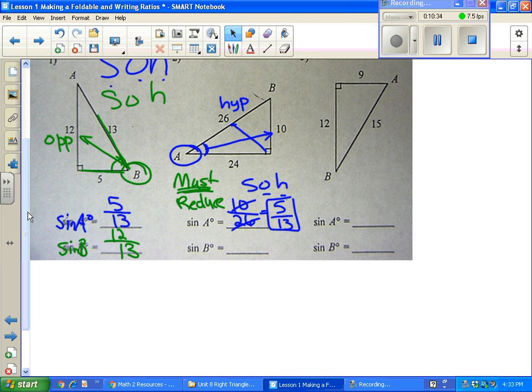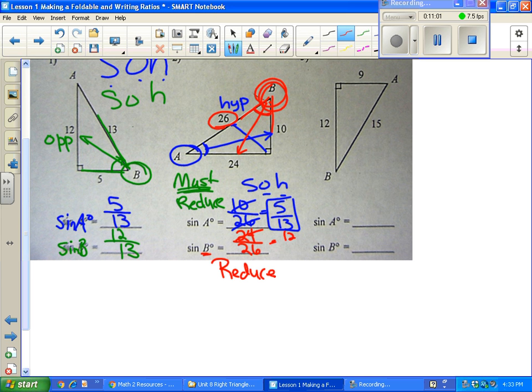All right, now let's do sine of B. Now we're going to look up here at B, at this angle right here. You always have to know which angle you're looking at. So sine of B: what is opposite from B? Notice 26 and 10 touch it, so they're not opposite. Straight across the triangle is 24, so 24 goes on top. 26 is still the hypotenuse, so 24 over 26. Again, make sure you reduce your fraction. 2 goes into 24 12 times, and 2 goes into 26 13 times. My final ratio is 12 to 13.